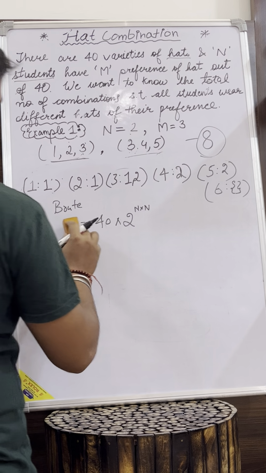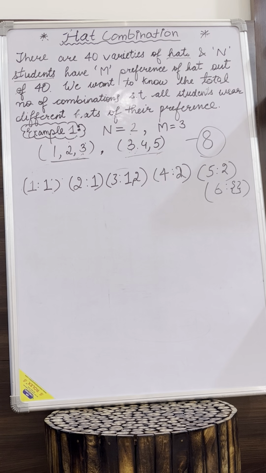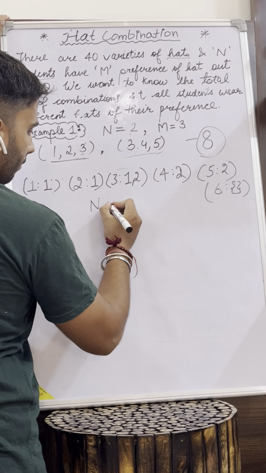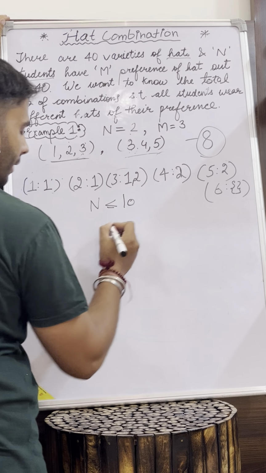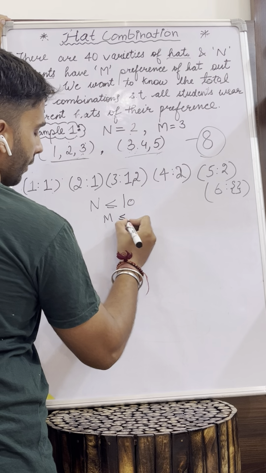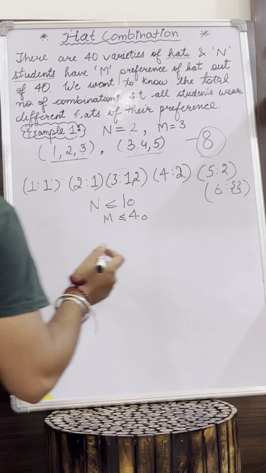Let's try to understand this. So if we look at the constraints, it tells us that n should be maximum 10, right? N should be maximum 10, and hat, we know that hat is less than or equal to 40, right?